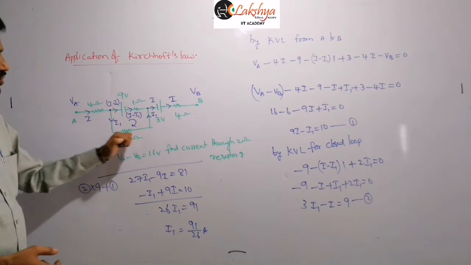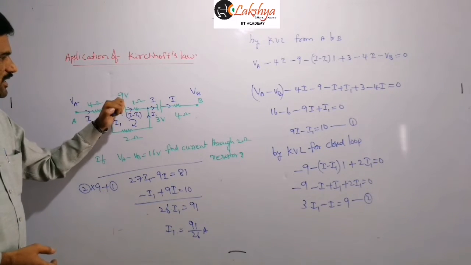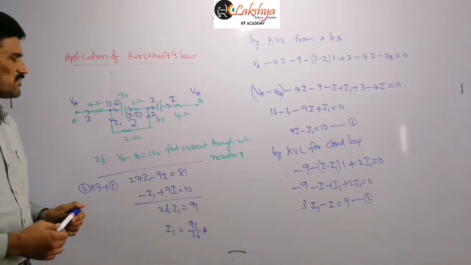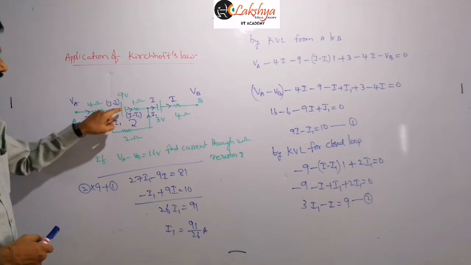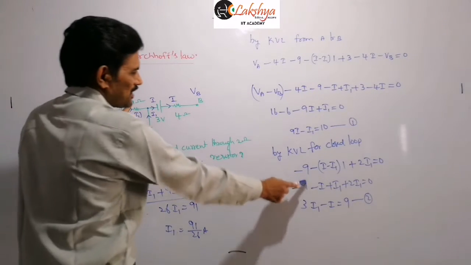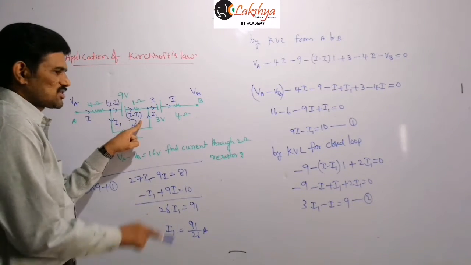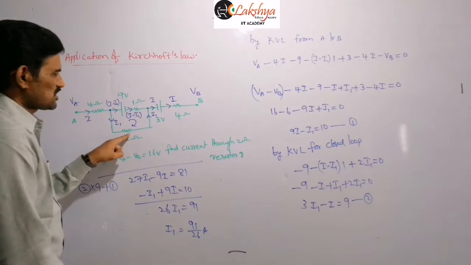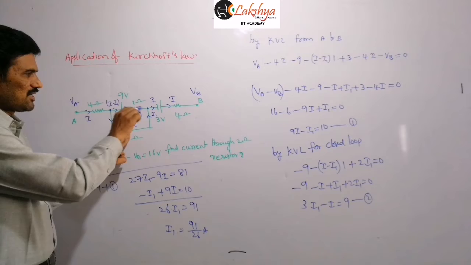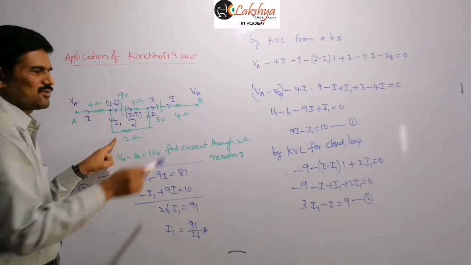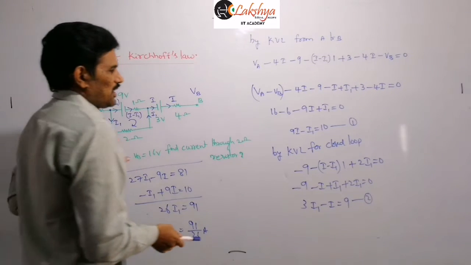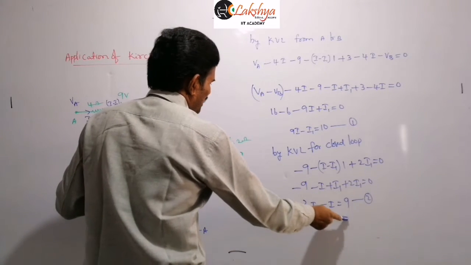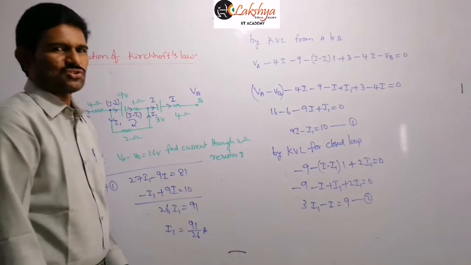Next I am applying for this closed loop here. For this small closed loop we are applying, and I am applying in the clockwise sense. So when you are applying in the clockwise sense, we are traveling from positive to negative, so it is minus 9, the EMF of the cell, and here for the resistance we are traveling in the direction of current flow, so it is minus IR, and for this resistance we are traveling opposite to the direction of current. So that means here the potential difference across that is plus 2I, and so then 2I1. So by simplifying this equation, you will get 3I1 minus I is equal to 9. So let it be equation 2.